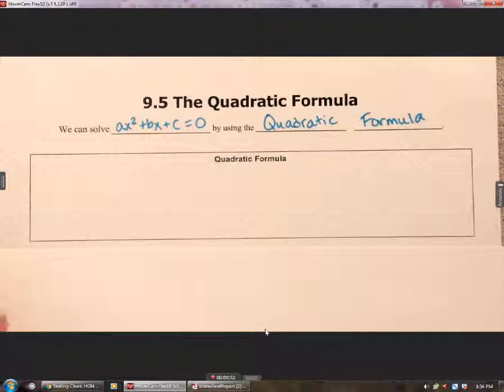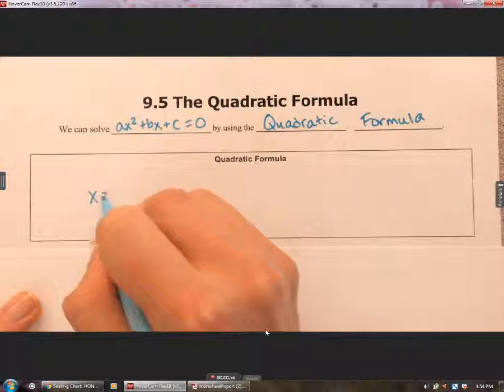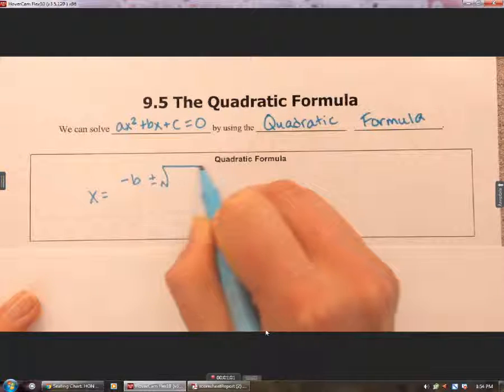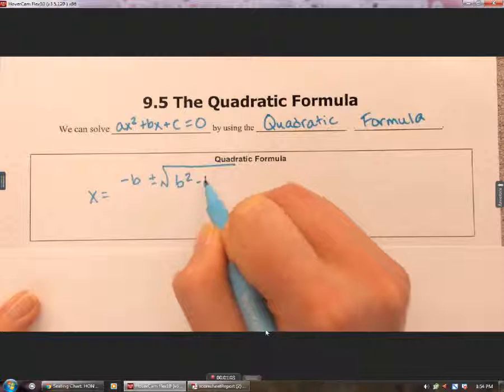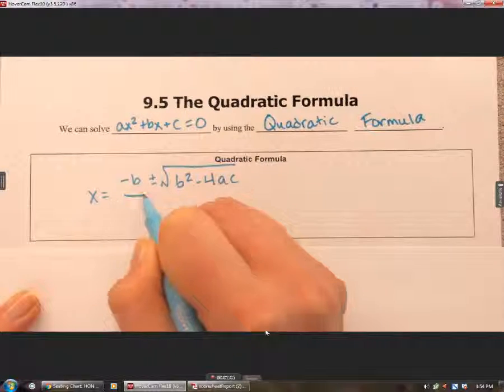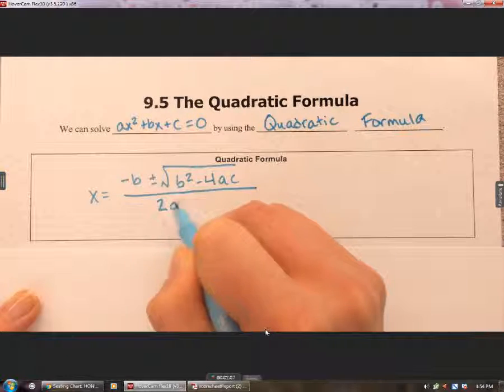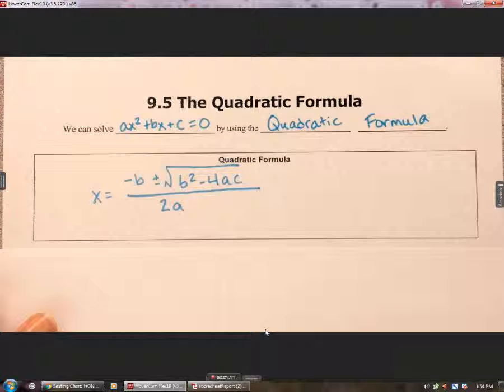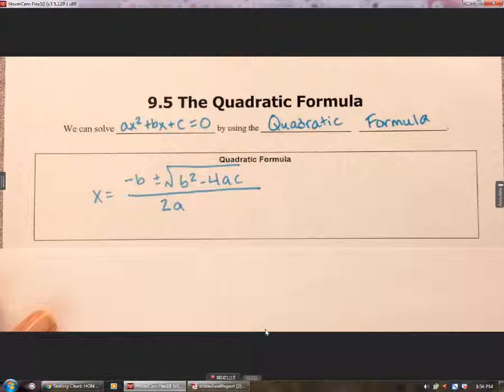Anybody know what the quadratic formula actually is? Yes. What is it? x equals negative b plus or minus the square root of b squared minus 4ac, all over 2a. Bravo. Do you have to memorize this? No, not if it's in your notes. Would it help you if you memorize it? Maybe. Yes. Probably it would.